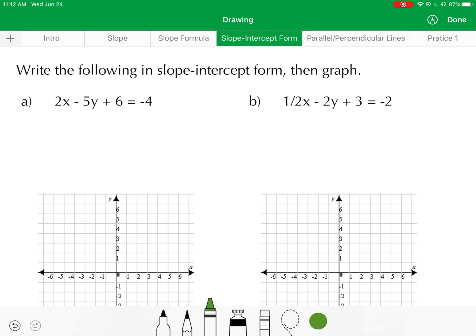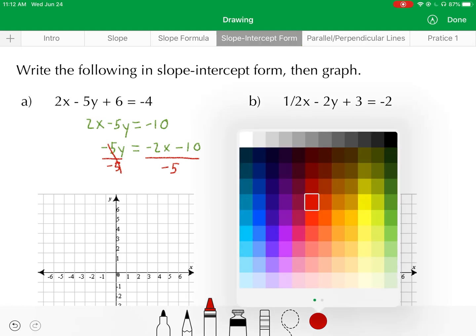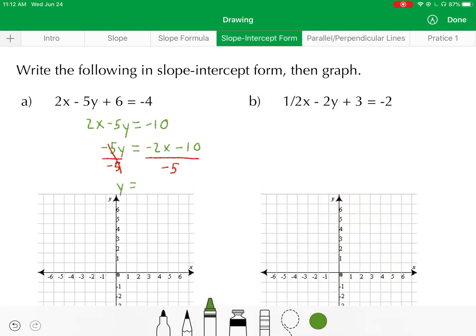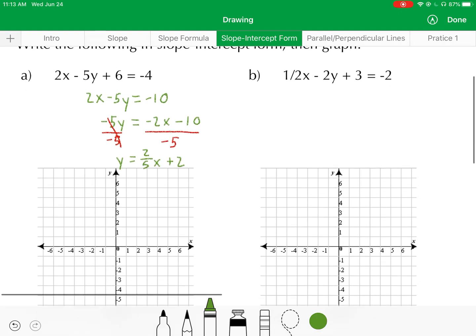In order to put in slope-intercept form, you simply have to solve the equation for y. So over here on the left, I'll begin by subtracting 6 over. I'll then subtract 2x over. I'll divide both sides by -5. And that'll take me to y equals 2/5 x plus 2.